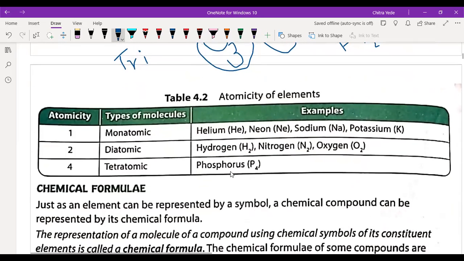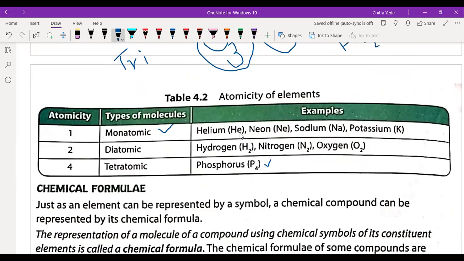And we have P4 phosphorus. It is present along with 4, so it is tetraatomic. If more than 4 are present, they are called polyatomic. Monoatomic means the element is present in indivisible form. Sir, if helium has 2 atoms, what is the chemical form?